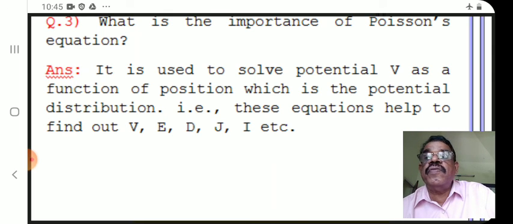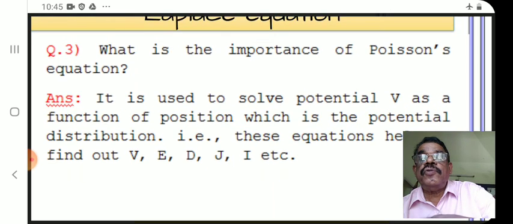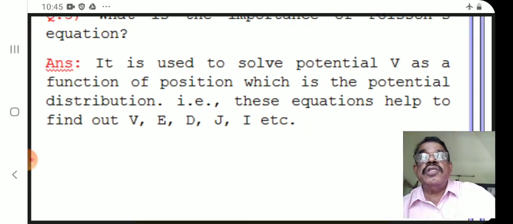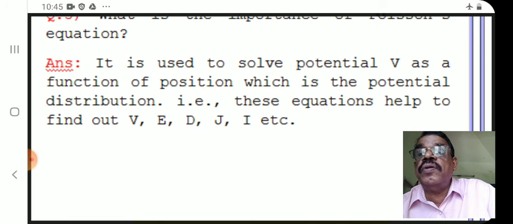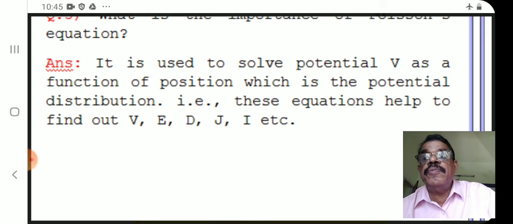In the Poisson equation, we can write a number of equations for a number of potentials. So these equations help to find out V, E, D, J, I, etc. J is current density and D is the electrical displacement.